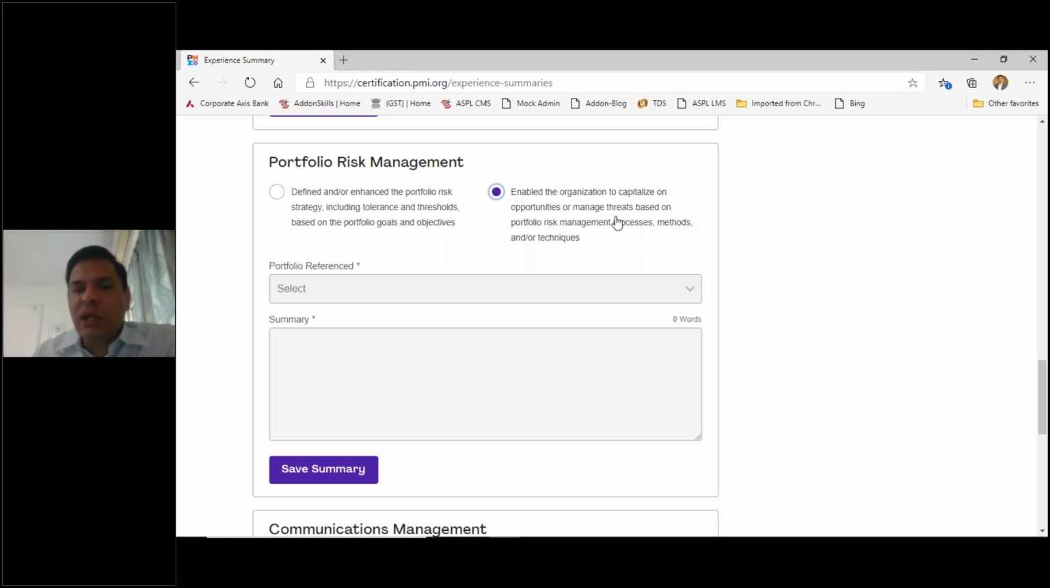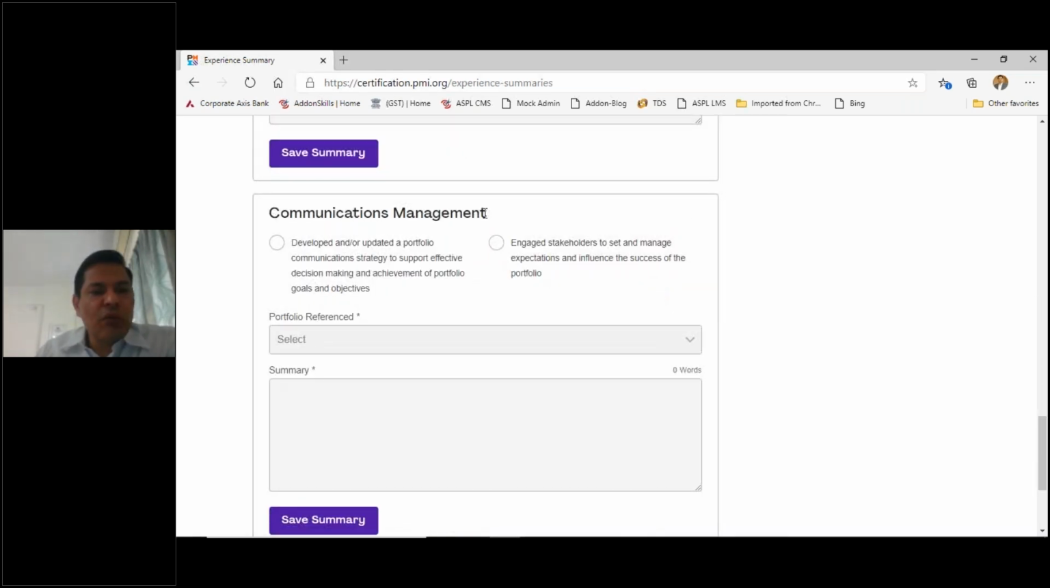Again, by defining the risk ownership, by defining the risk threshold, by doing multiple trainings, continuously sharing the portfolio information, aligning the stakeholders with the portfolio goals and objectives. All those things will be part of what helps you manage the threat. Threat means negative risk and opportunity means positive risk.